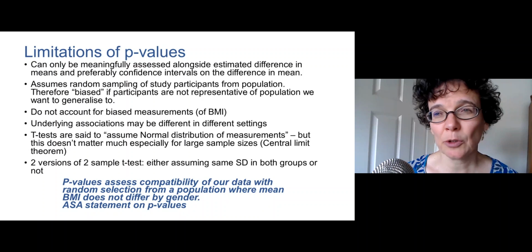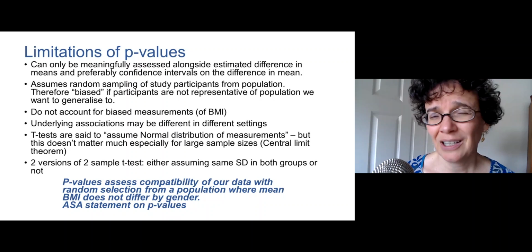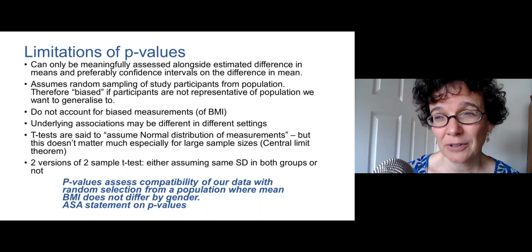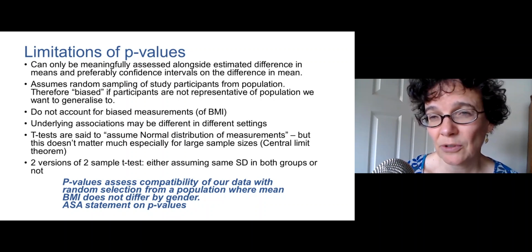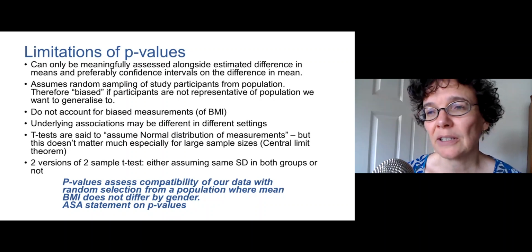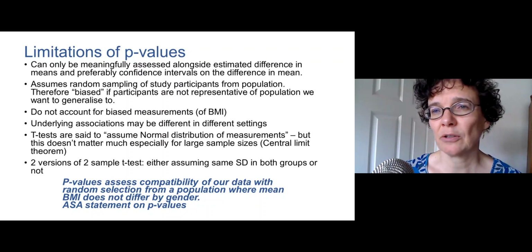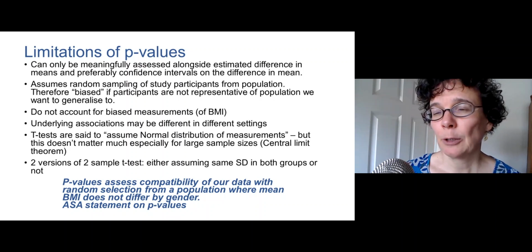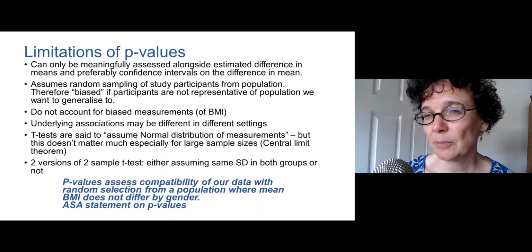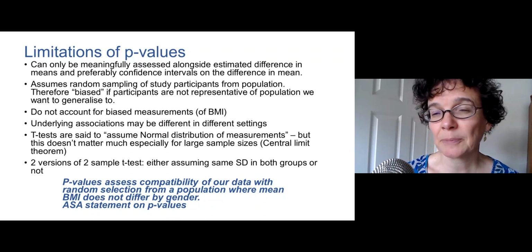T-tests, people say, assume a normal distribution of measurements. In practice, this doesn't matter all that much, particularly for large sample sizes. Strictly speaking, what you want is a normal distribution of the study means, and because of the central limit theorem, with big sample sizes, even with really weird distributions, it doesn't matter too much. This is a bit of a technical aside, but the assumption of normality of measurements does matter somewhat more with smaller sample sizes. But in practice, in exams and in the published literature, people do tend to expect you to base t-tests on the assumption that the normal distribution is met.